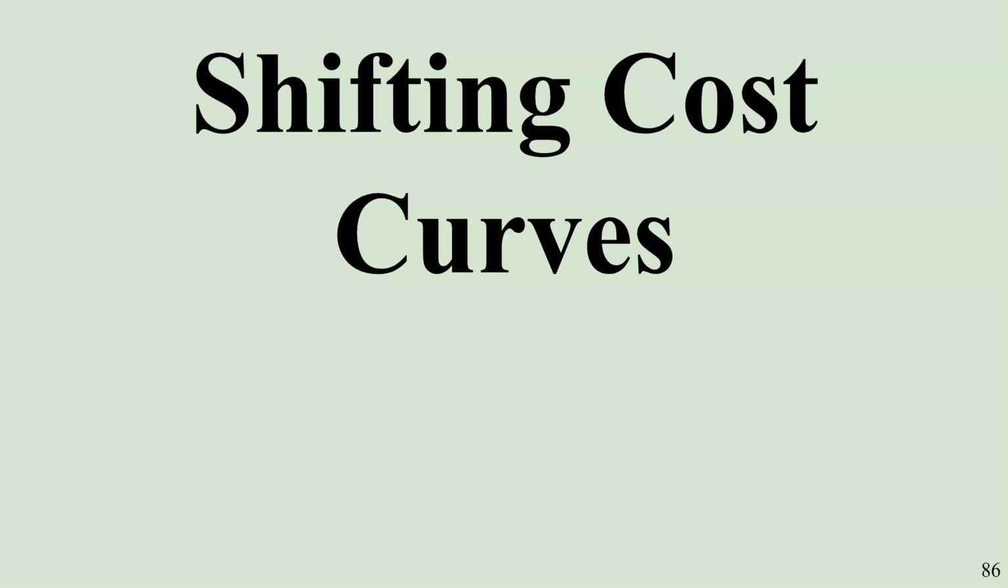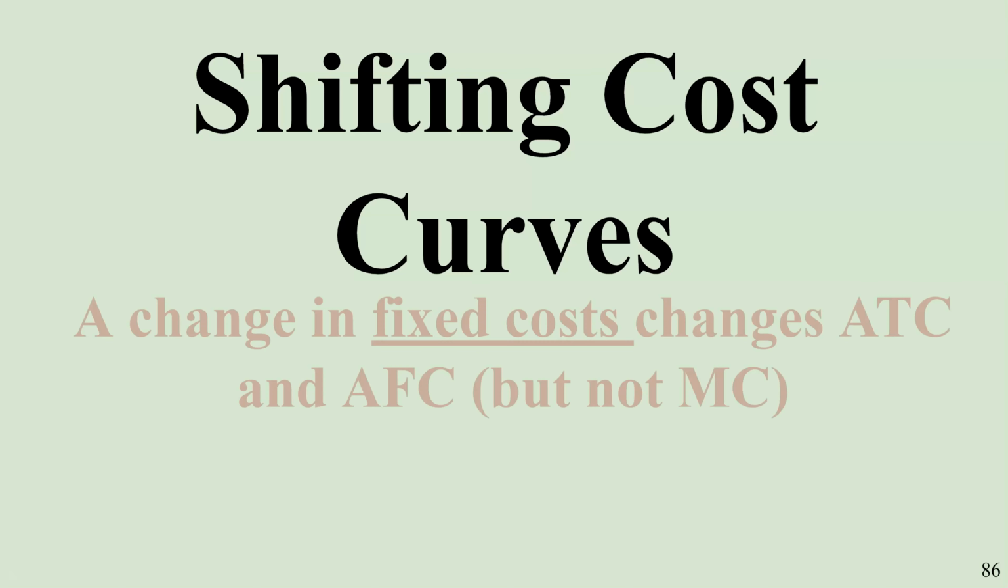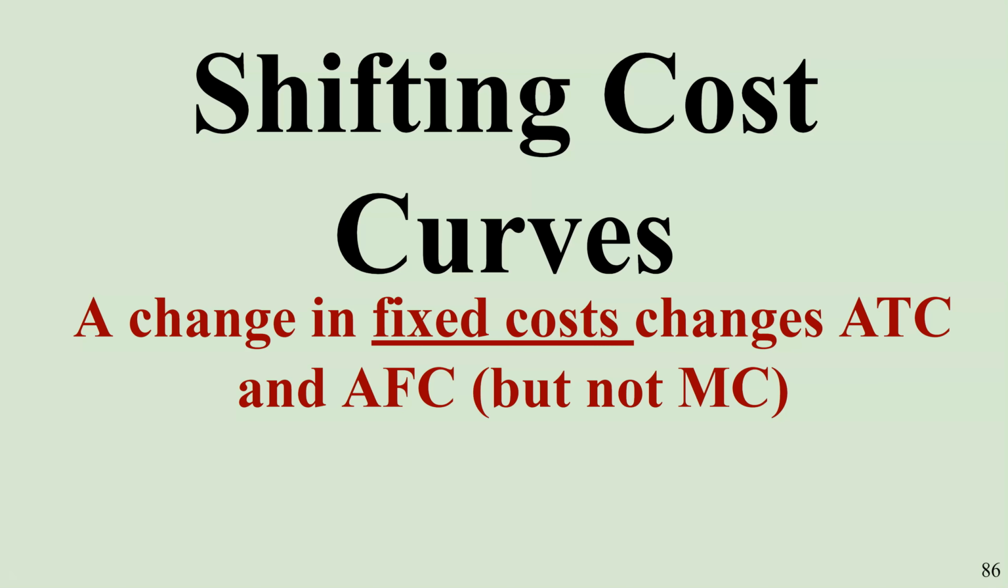Now, shifting cost curves, we kind of talked about this in terms of let's apply this to that idea of subsidies and or per unit taxes versus lump sum taxes. We're going to change fixed costs. The change in fixed costs here is changing ATC and AFC, but it's not going to change the marginal cost because the idea here is a change in the fixed cost is only going to change the average fixed cost and the average total cost, not marginal, because again, that is the additional item that's being produced.